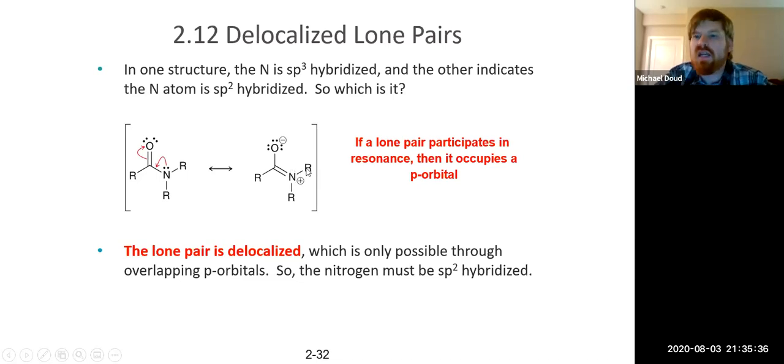Well, this kind of gives it away, but basically, if a lone pair is delocalized, it has to be in an unhybridized p orbital. Even though this looks like an sp3 hybridized nitrogen, in fact, it is sp2 hybridized because of resonance. So this lone pair has to be in an unhybridized p orbital in order to participate in this resonance. And just remember, why do we hybridize at all? It's so that we can maximize bonding. Well, in this case, we can maximize bonding by keeping this electron available for resonance.